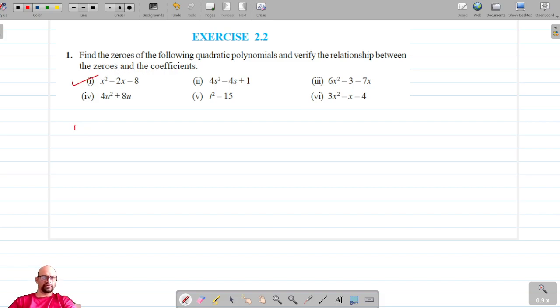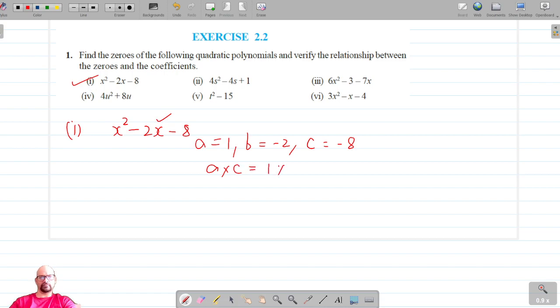So let's get started with part 1 of question number 1, and our quadratic polynomial is x squared minus 2x minus 8. Here a is equal to 1, b, which is the coefficient of x, is -2, and the constant is -8. So let's first get the zeros.